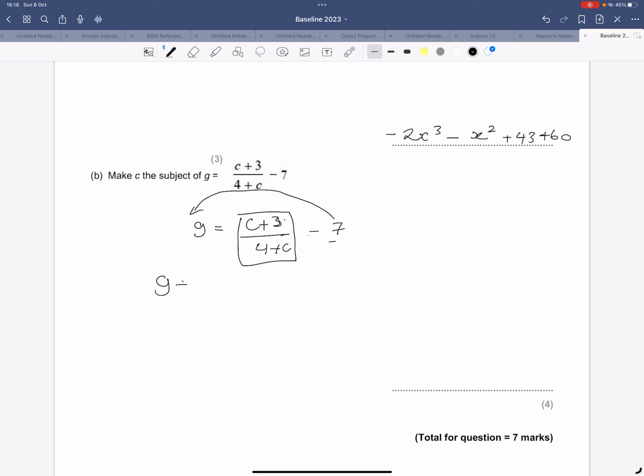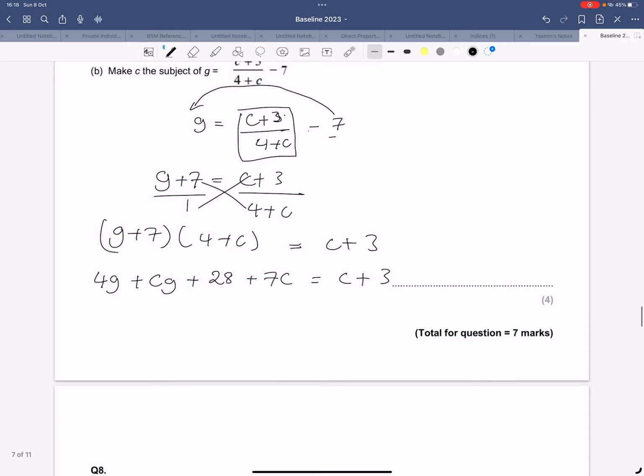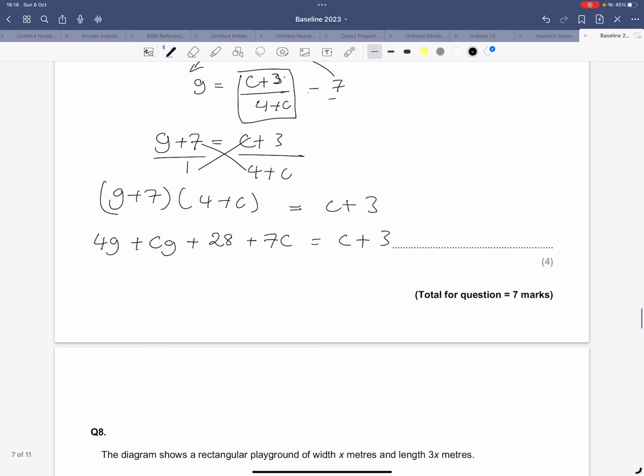So we're left with G plus 7 equals (C plus 3) all over (4 plus C). Now put it over 1, cross multiply. So (G plus 7) times (4 plus C) is equals to C plus 3. Okay, so now we expand the brackets. So 4G plus CG plus 28 plus 7C equals C plus 3. The target here is to make C the subject, which means to us the only values that have C are this one and this one.